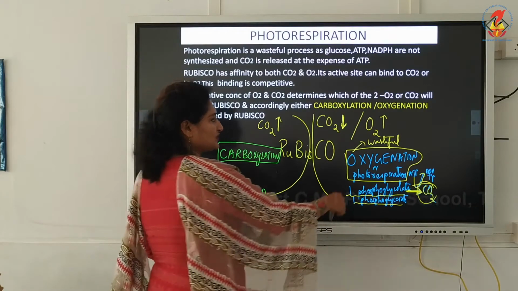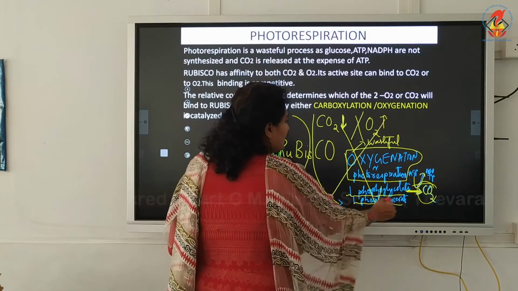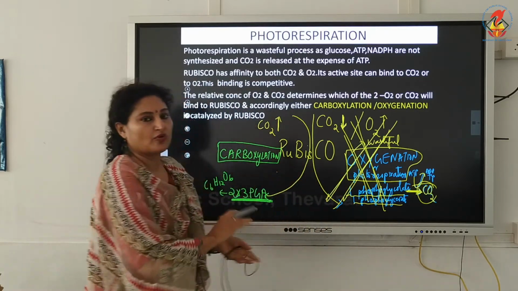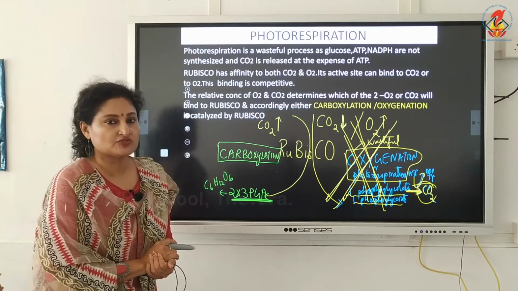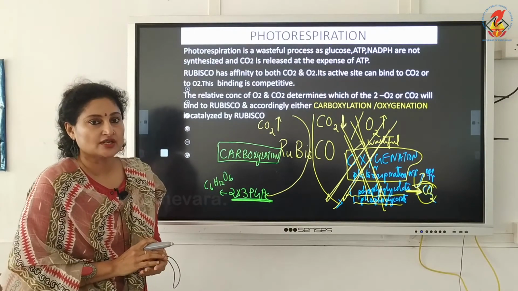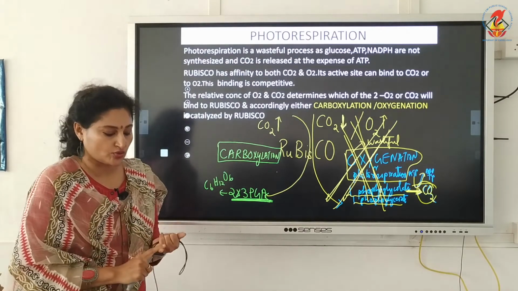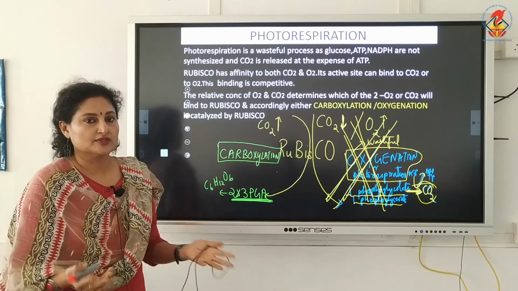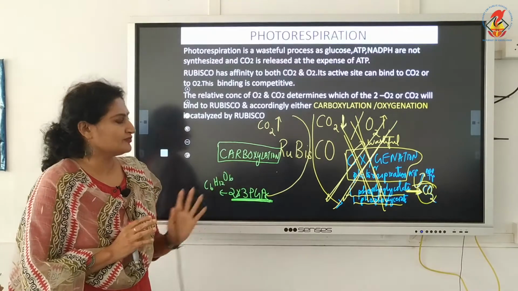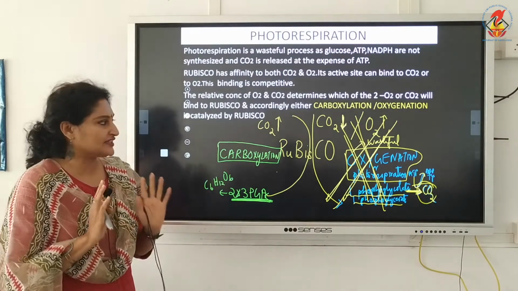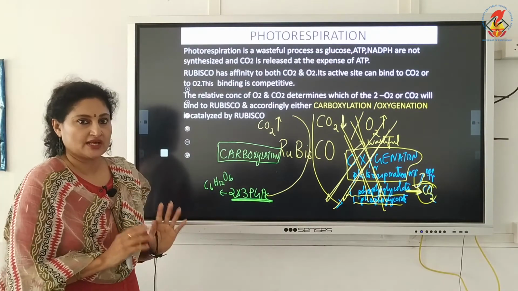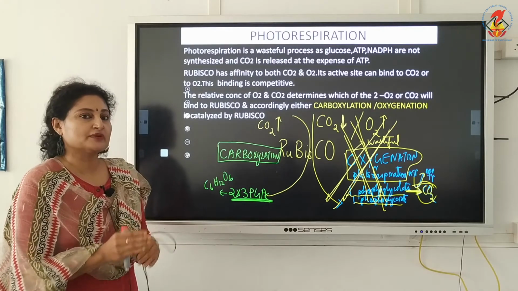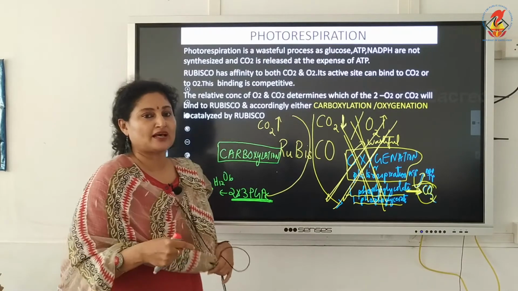So this process is not at all favored in plants. They try to avoid this process as much as they can because it is wasteful: ATP is utilized to produce carbon dioxide, no glucose is formed, and no ATP or NADPH is synthesized. So that is a very wasteful, bad process, which is minimized by plants by opting for another pathway called the C4 pathway.